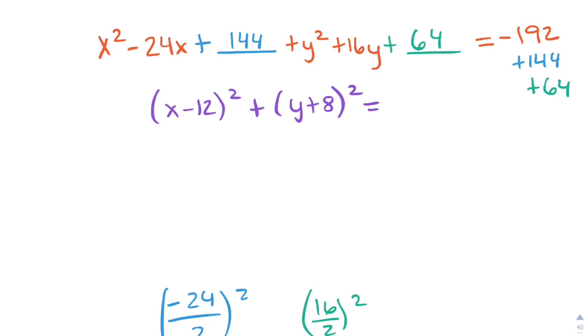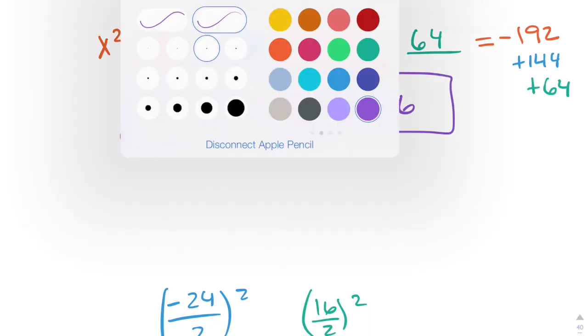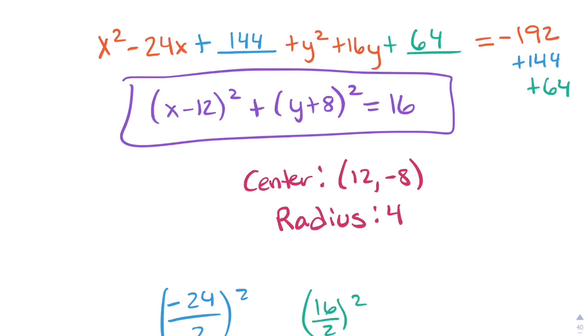We got to do 192, which is negative. So let's do 144 plus 64. That's 208. Take away 192, and we get 16. And there you go. You're done. So if I want to make this conclusion, the center of this circle is 12 comma negative 8, and then it has a radius of 4. 12 negative 8 with a radius of 4.